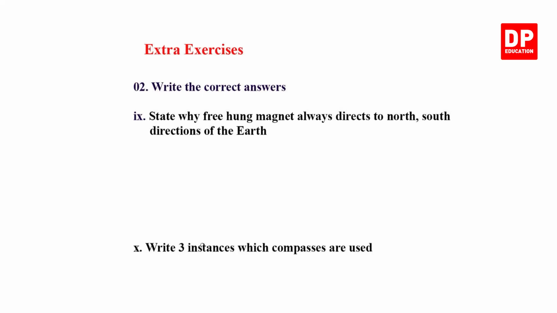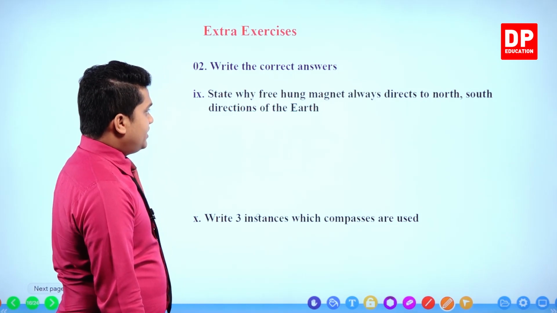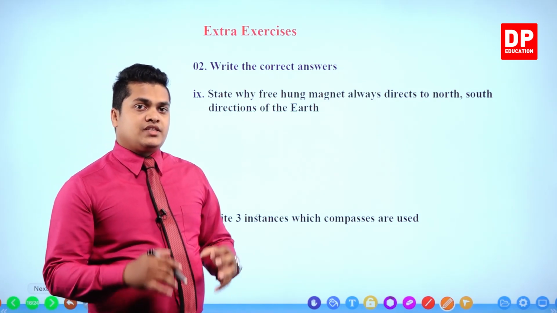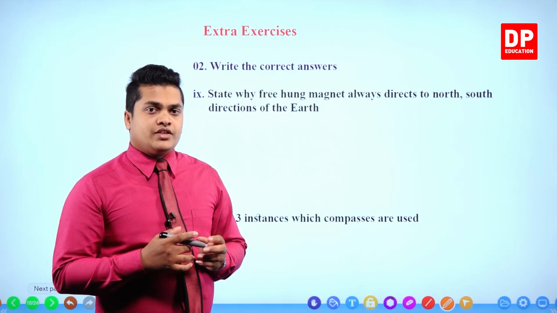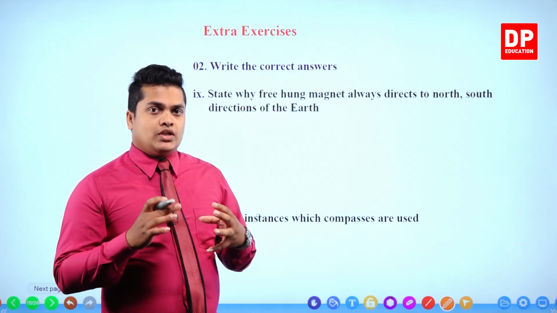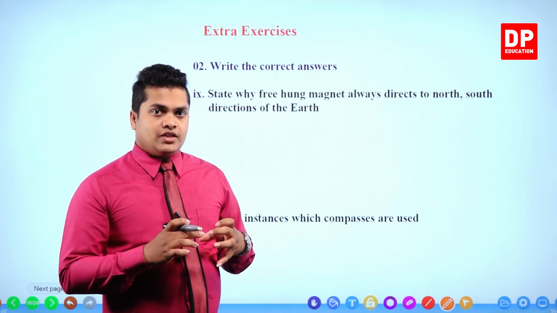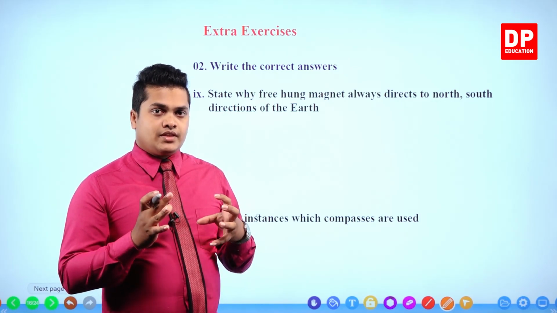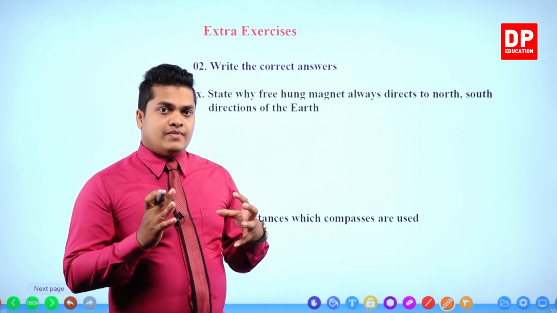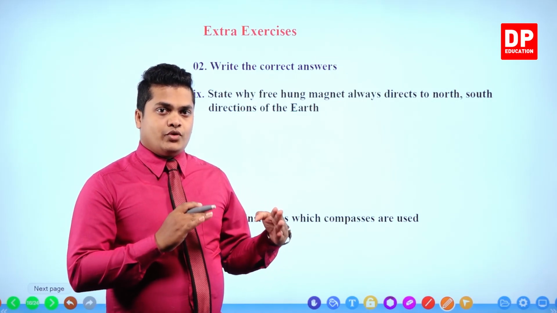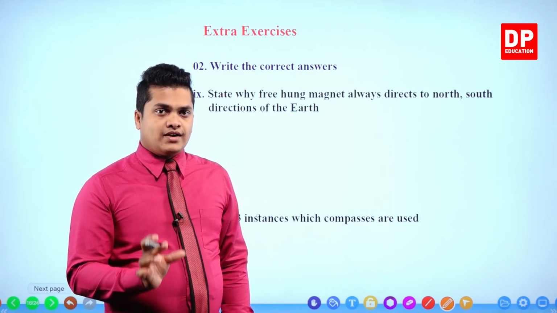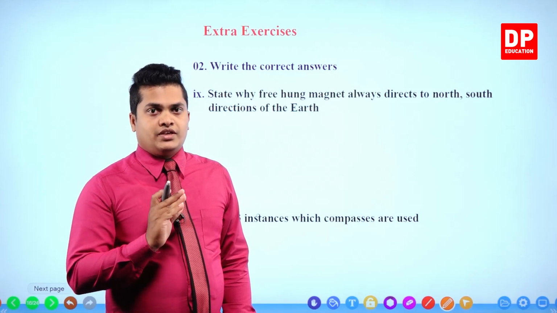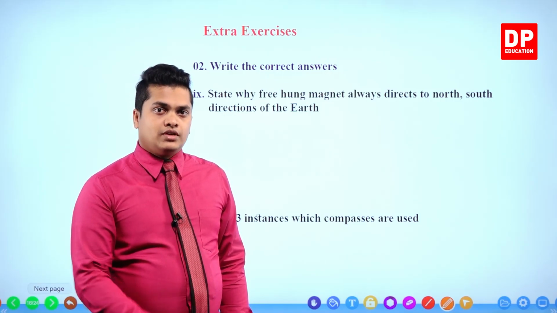State why a free hung magnet always directs to the north-south directions of the earth. Now, it's because of the geomagnetism. There is a thing called geomagnetism. In the geomagnetism, there is a magnetic field. So this magnetic field always runs from north to south directions. Therefore, when a magnet is freely hung, it will always direct towards north and south directions.